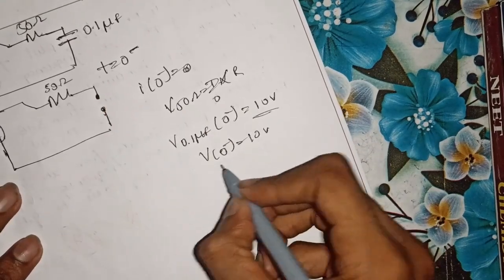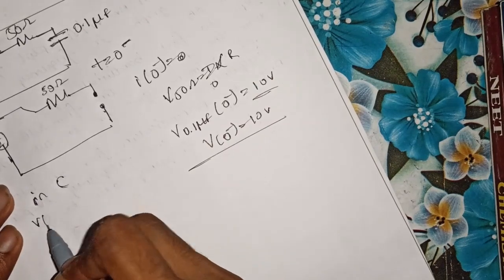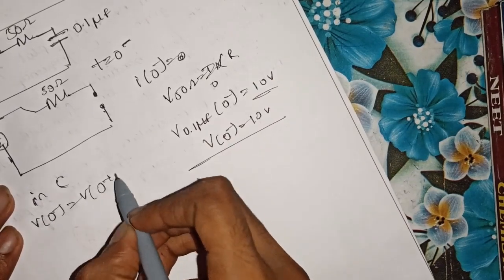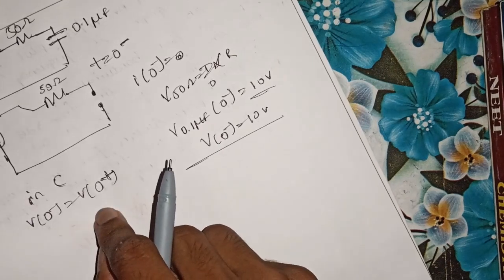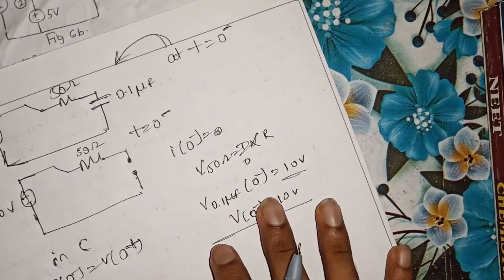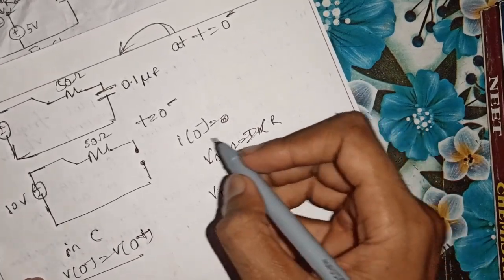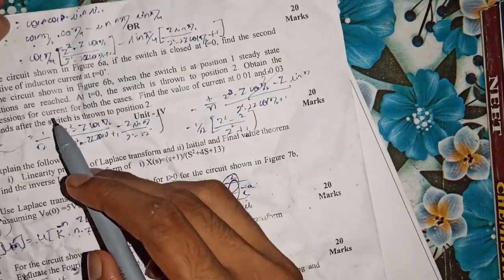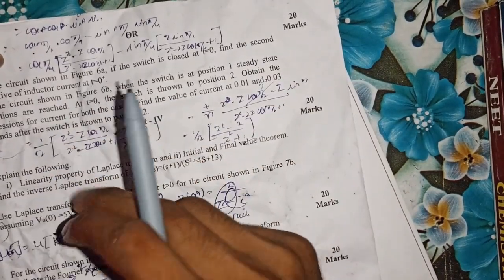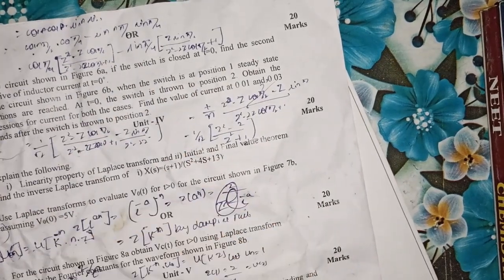As we know, for capacitors, V of 0 minus is equal to V of 0 plus. That is, the instant before the switch is moved is the same as the instant after. So the first case is considered, where the current is 0. In the question, they have asked to calculate the current for the circuit shown, switch in position 1, steady state at time t equal to 0.